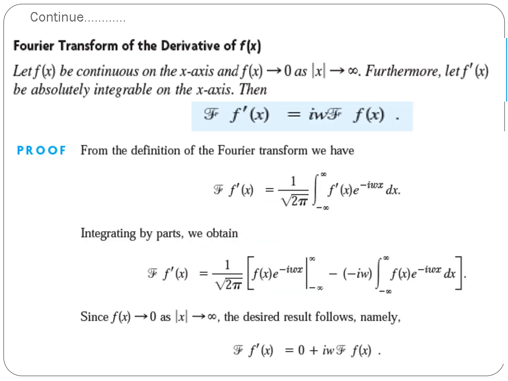Second property, the Fourier transform of the derivative of f of x. That is, let f of x be continuous on the x-axis and f of x tends to 0 as mod x tends to infinity, and let f dash x be absolutely integrable on the x-axis. Then the Fourier transform of f dash x equals i omega into the Fourier transform of f of x. We can see the proof of this property.